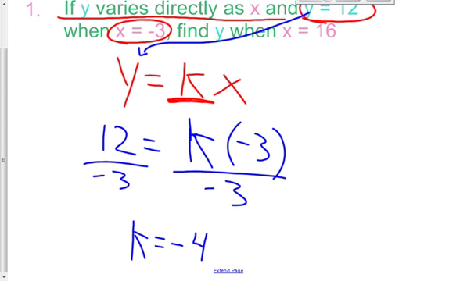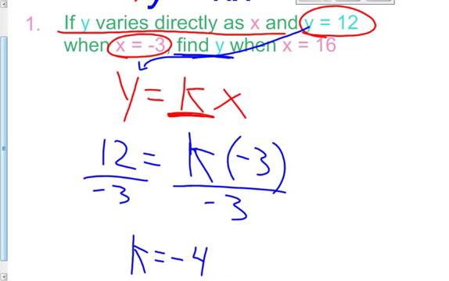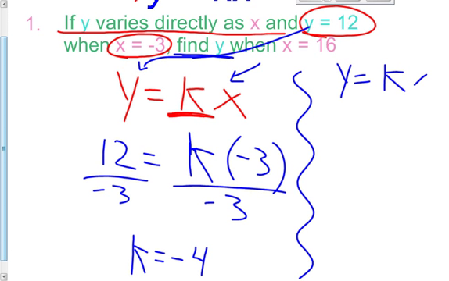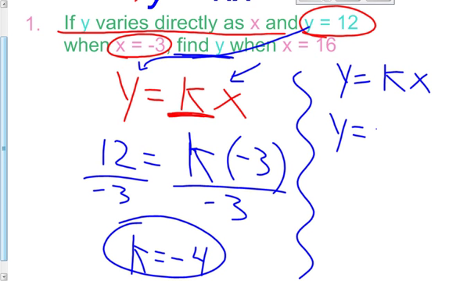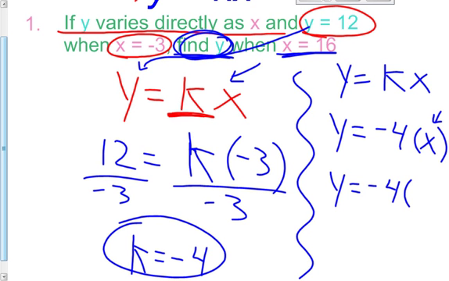So if we know that, it says find y now when x equals 16. So now, class, our equation was this one right here, y equals kx. Now we know what k equals. We can say y equals k, which is negative 4, multiplied by x. So if that's our new equation, let's find y. What is y when x is positive 16? So let's put 16 right in there. y equals negative 4 multiplied by 16. So what is y in this case?